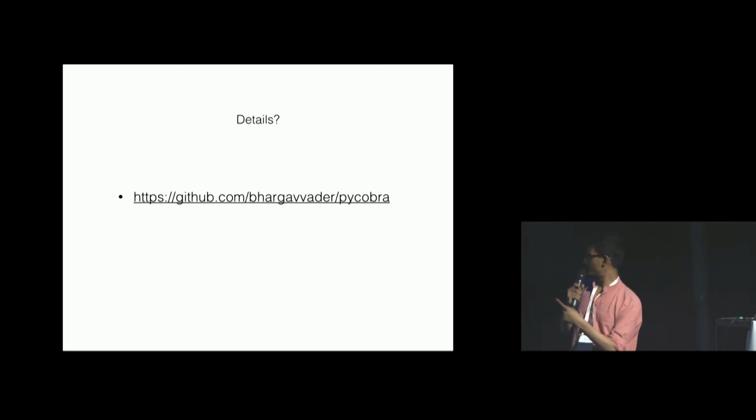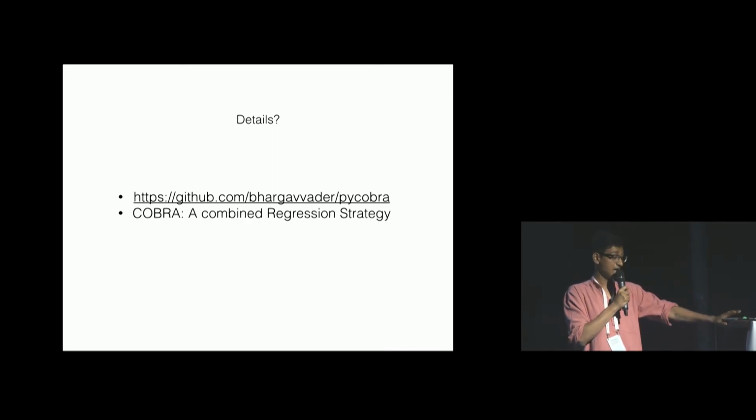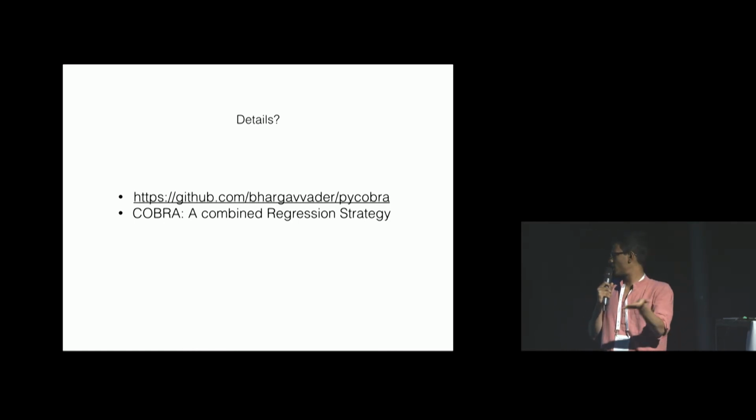For more details, it would be really cool if you could star, fork, or whatever. Bhargav Vader is my GitHub repository, and PyCobra is the name. The algorithm used to visualize and aggregate these machines is from a research paper called Cobra, a Combined Regression Strategy. Also, PyCobra has two snakes in it, which I thought was pretty cool. And, well, that's it. Thank you.